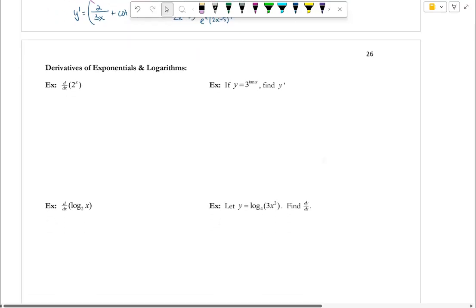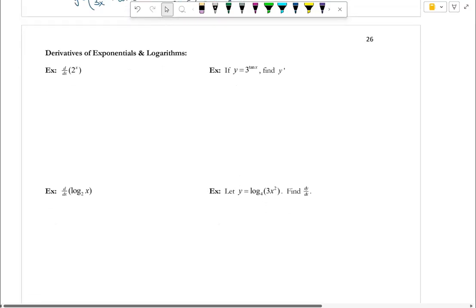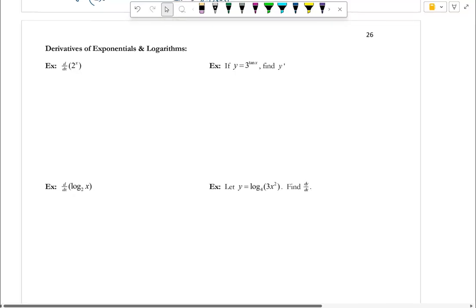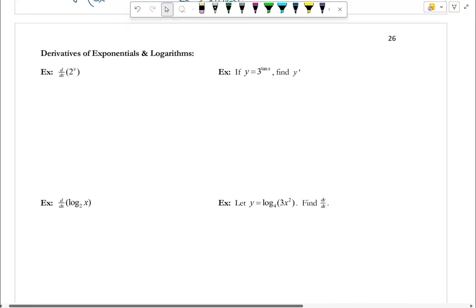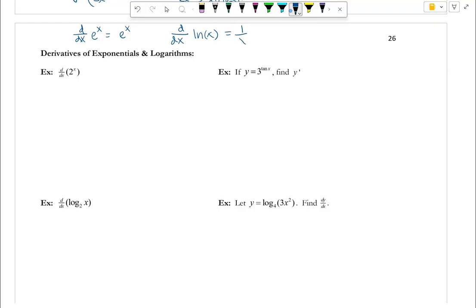All right, on page 26, we want to learn a few more rules, and we can prove these rules to ourselves using logarithmic differentiation. So for example, up until now, we have learned how to take the derivative of e to the x. You know, that's just e to the x. And we've learned to take the derivative of log base e of x, so the natural log of x, which is just 1 over x. But we have not learned yet a general derivative rule for an exponential with a different base. And we've also not learned the derivative rule for a logarithm with a different base.